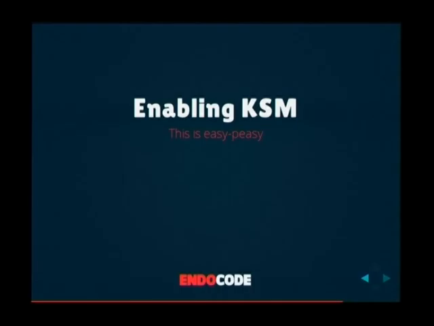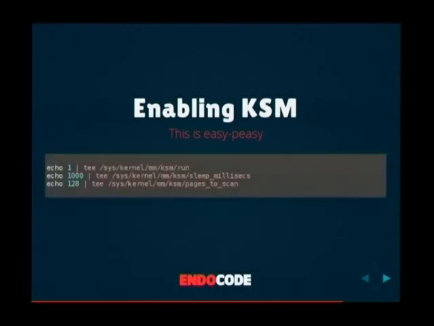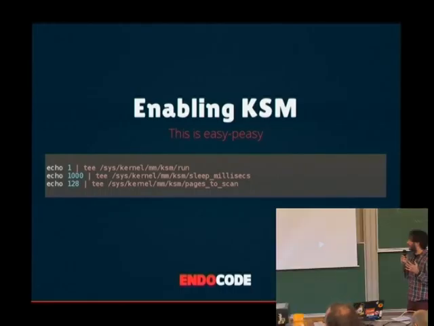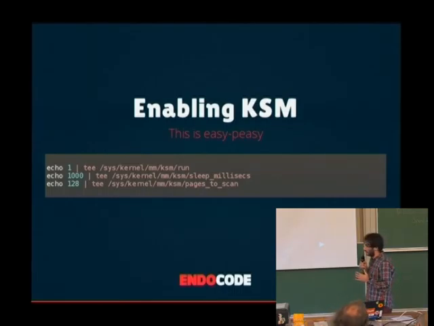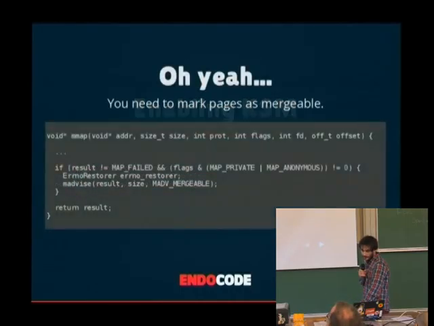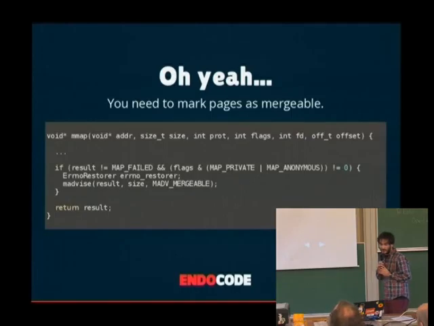So how do you enable KSM? It's very easy. Just go to your sysfs and put a one there in the run file, and put some values in sleep_millisecs, which tells KSM how much time it should sleep between scans. You can also define the pages to scan, so in each scan it will scan 128, for example. You have to find the right balance for this. You have to test how it affects your battery and how it improves your performance and RAM usage. And you also have to mark the pages as mergeable. You do this with the madvise function, passing MADV_MERGEABLE.